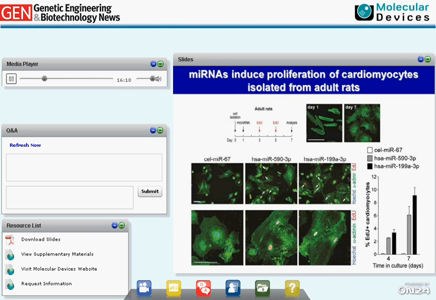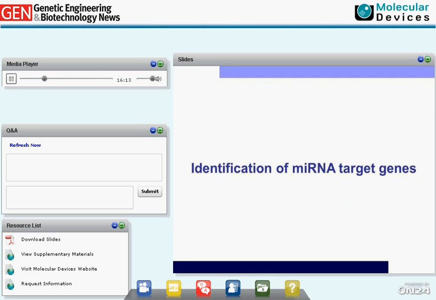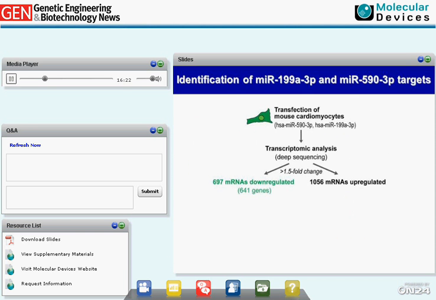But before that, what are the targets of these microRNAs? Identifying a microRNA is not enough because the microRNA may have several targets. So to identify the relevant targets of these two microRNAs, we decided to take an experimental approach: overexpress these microRNAs in mouse cardiomyocytes and then do a transcriptomic analysis. The idea is that the messengers that are downregulated in the presence of the microRNA are the likely targets of these microRNAs.